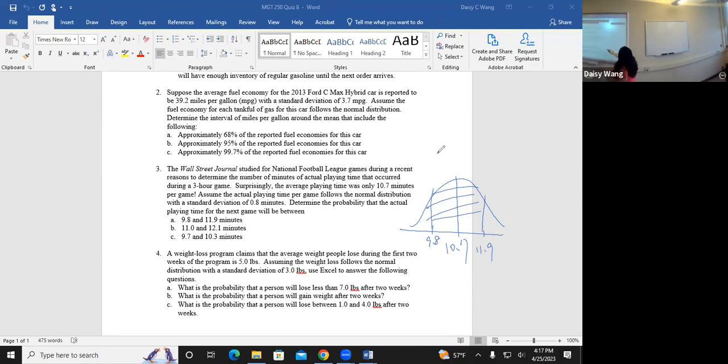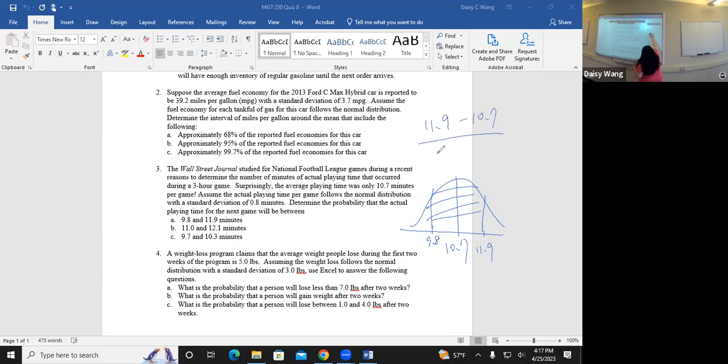So we have to convert this to z. The first part is 11.9 minus 10.7 divided by the standard deviation 0.8. The z will be 1.5. And then the second part, 9.8 minus 10.7 divided by 0.8. The z will be negative 1.13. Okay.